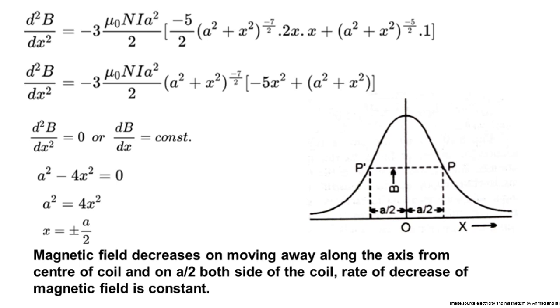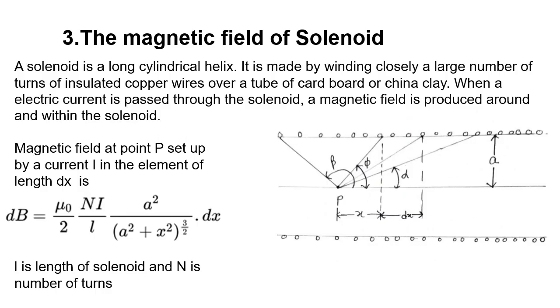That means the magnetic field decreases on moving away along the axis from the center of the coil, and at ±A/2 on both sides of the coil the rate of decrease of magnetic field is constant, and it is visible in this figure also. The third application of Biot-Savart law: the magnetic field of a solenoid.